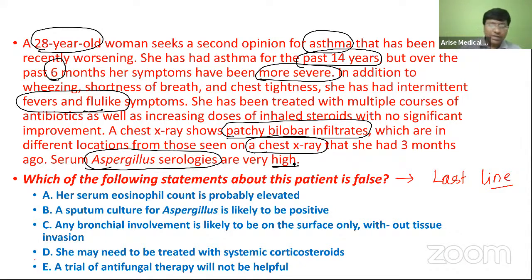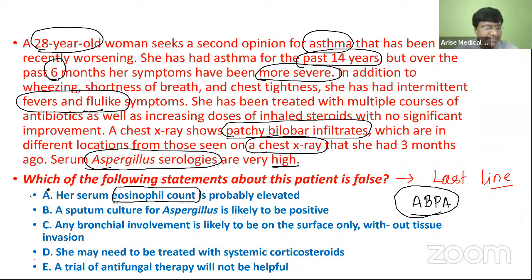Yeah. So now what is this case? First of all, this is a case of allergic bronchopulmonary aspergillosis. Right? So, allergic, definitely yes, the eosinophil count will be elevated. This is a correct statement.